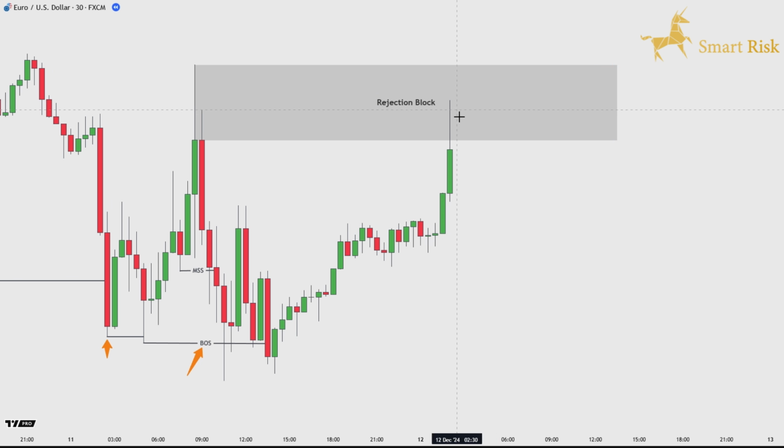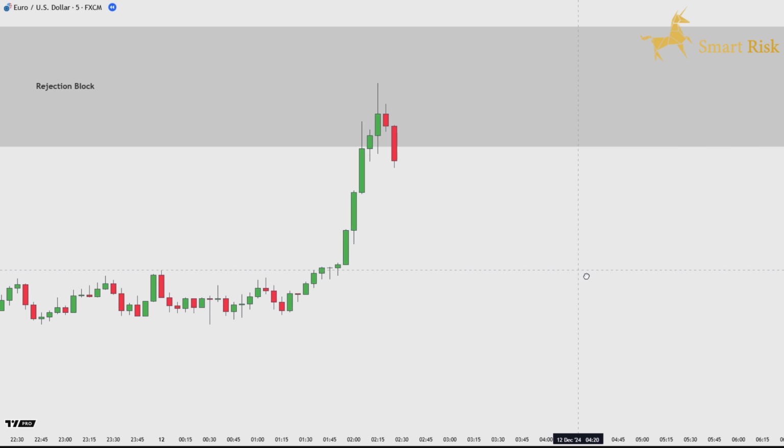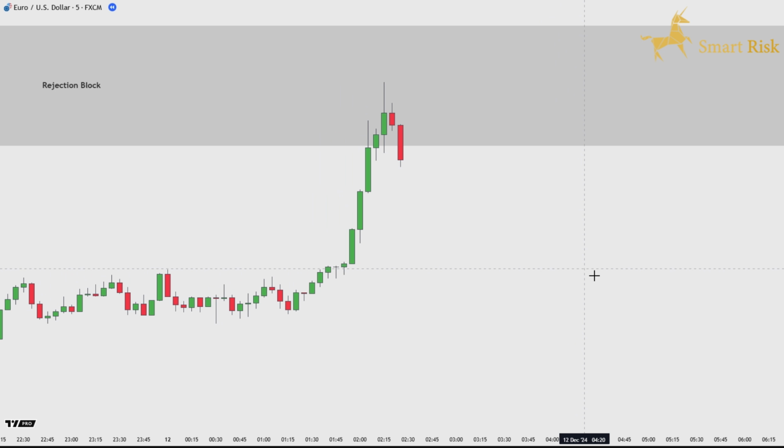Once the price enters the unmitigated rejection block, I'll zoom into the 5-minute time frame for a clearer view of the price action and to identify a suitable entry point for a short trade. Now, with the 5-minute chart on the screen, you can see that once the price touched the exact 50% of the higher time frame's rejection block, its bullish momentum weakened, and it got rejected in the opposite direction. This perfectly validates the importance of the 50% level that we discussed earlier.